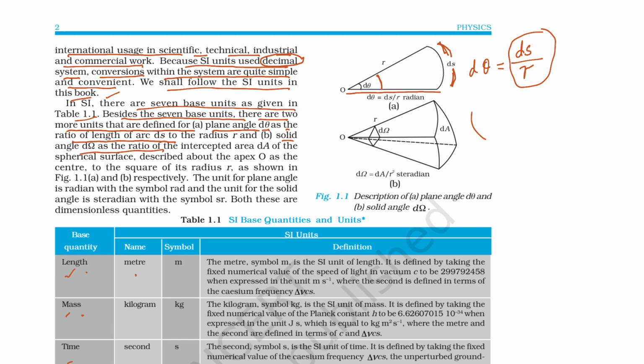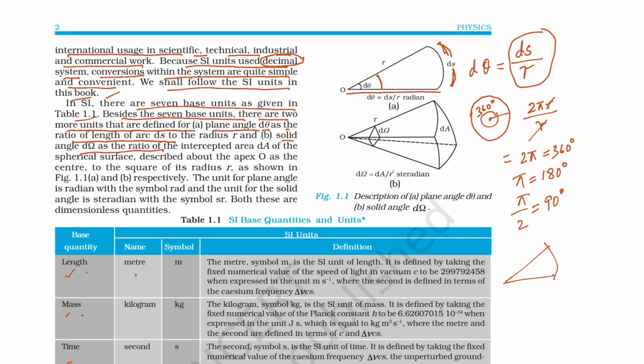So if it is a full circle, the arc length is the whole circumference, 2 pi r. We divide it by the radius r, cancel it, and what do we get? It is 2 pi, and the full circle makes, as you know, 360 degrees. So 2 pi is equal to 360 degrees, and that's why we can say pi is equal to 180 degrees, pi by 2 is equal to 90 degrees. This is our plane angle, because we can draw it on a plane, just like the screen here.